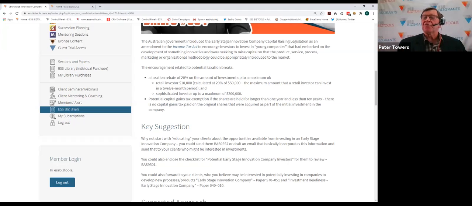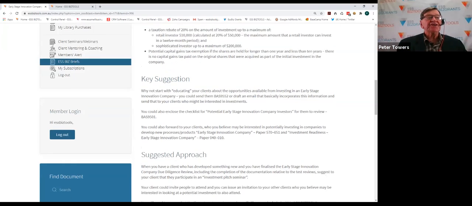The maximum rebate for a retail investor is $10,000. The maximum rebate for a sophisticated investor is $200,000. The other benefit is that as long as that investor has held those shares in their own name for longer than 12 months and less than 10 years, there is no capital gains tax payable when they sell those shares. If they still own the shares after 10 years, the company can be revalued as to what it is worth at that stage, and that then becomes the new cost price for those shares, or a percentage of the overall value of the company becomes the new cost price for those shares.